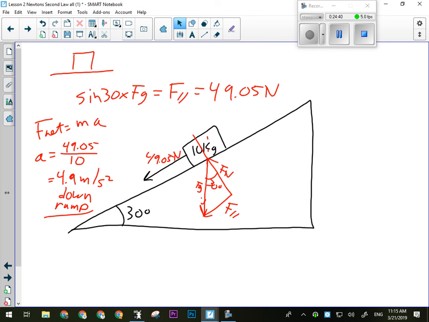I don't do any less work. It's the same amount of work to push it up the ramp and lift it, because I change its energy by the same amount. Reason being, this is longer. I use less force over a longer distance, more force over a shorter distance here. Same amount of work to get there, but I can use less force, which means I might be capable of getting the box to the top of the ramp. That's the whole idea behind the inclined plane.